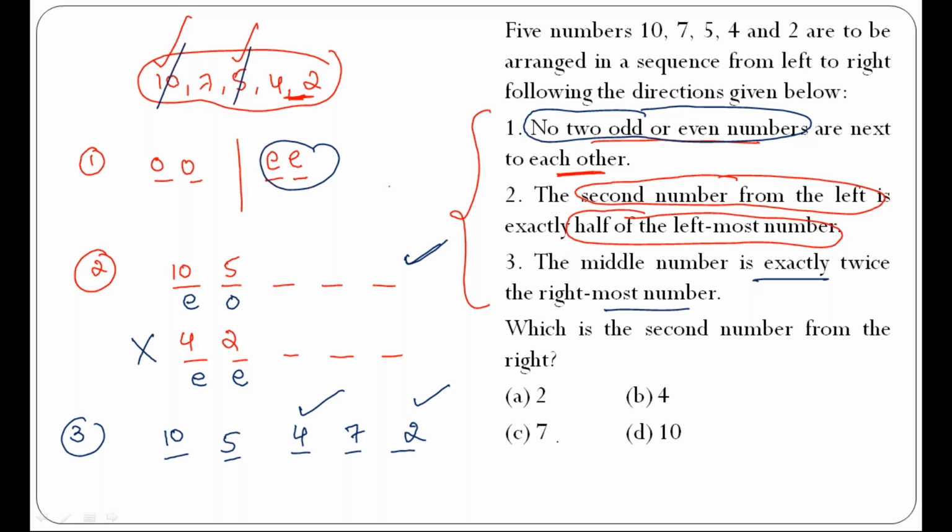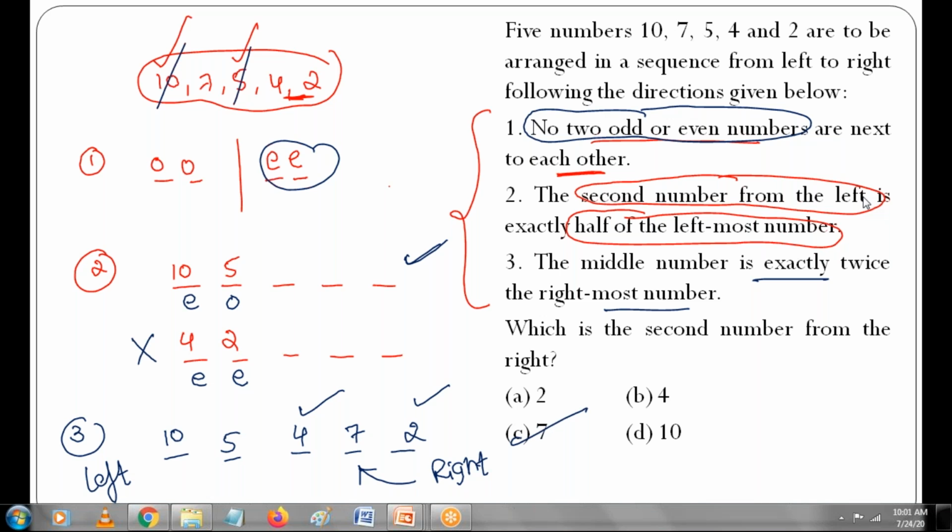Question is about the second number from the right. It's nothing but 7. From the right side, what is the second number? It is nothing but 7. This is the left side, and this is the right side. From the right side, the second number is nothing but 7. Second number from the left is half of the leftmost number. Now, finally, the question is about the second number from the right.